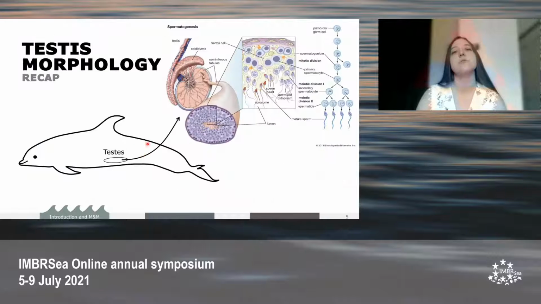In order to explain those parameters, I will give you a recap of testes morphology. This is where the testes are located in a dolphin, and they can be split up into the epididymis and the seminiferous tubules. Within the tubules, spermatogenesis happens. This is also called sperm production, and there are 5 main stages, starting with spermatogonia, then primary spermatocytes, secondary spermatocytes, spermatids, which then mature into mature sperm or spermatozoa.